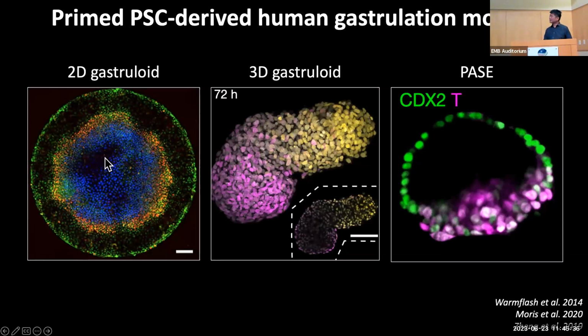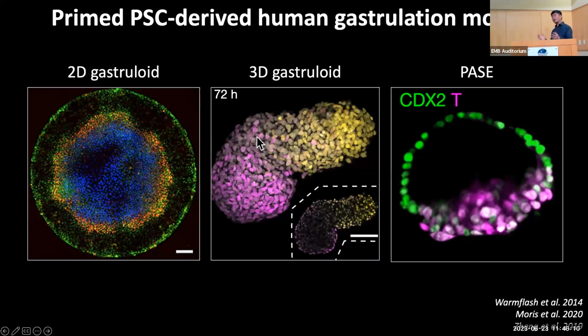And in these structures, you can see there's a differentiation of these pluripotent stem cells into all three primary germ layers, including ectoderm, endoderm, and the mesoderm. You can generate this type of cells, but just by looking at them, it doesn't really look like an embryo. It looks like a blob of cells with a different polarity. This is a 3D gastruloid.